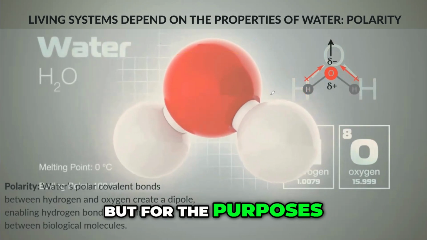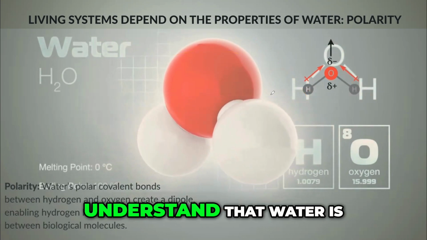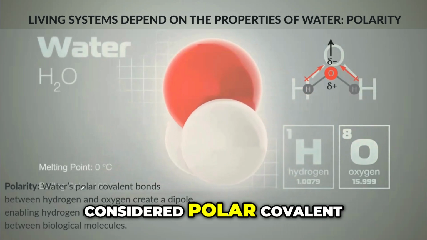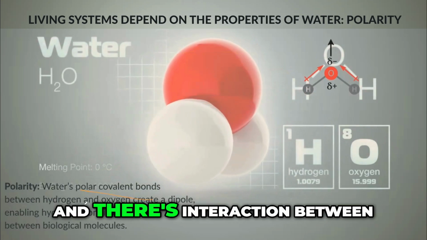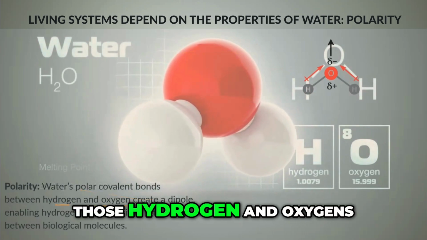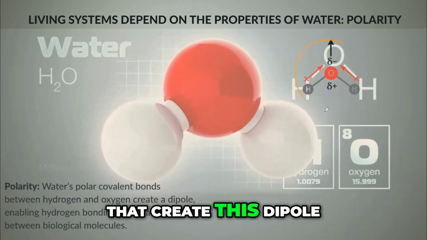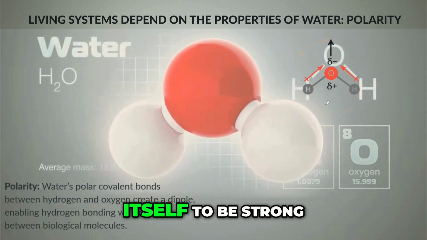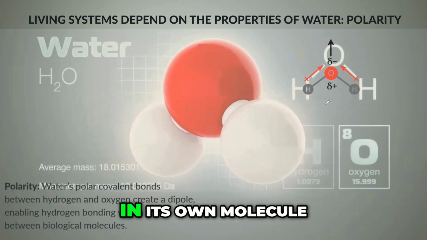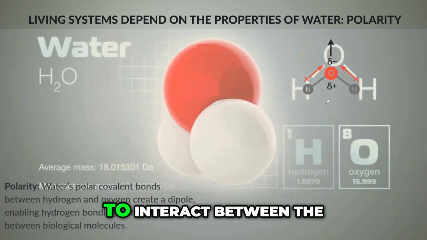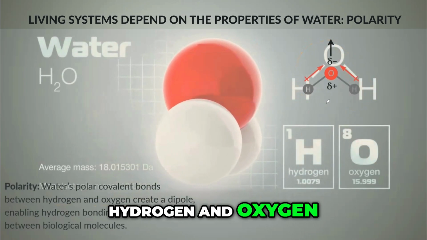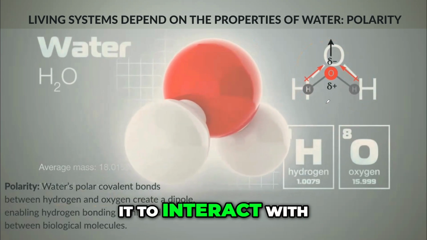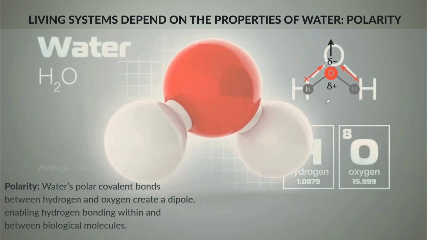But for the purposes of polarity, you just need to understand that water is considered polar covalent, and there's interaction between those hydrogen and oxygens that create this dipole. And this allows hydrogen itself to be strong in its own molecule to interact between the hydrogen and oxygen, and also allows it to interact with other water molecules as well.